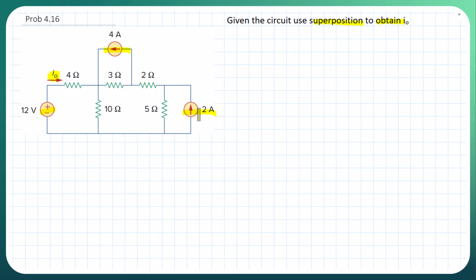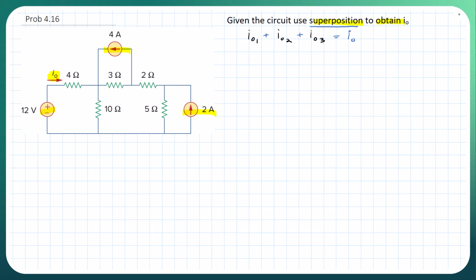So the goal is to solve for I naught 1, I naught 2, and I naught 3, and then superposition says that if we do that individually by turning off each independent source, at the end we can add all of them up to get I naught. It's kind of like reverse engineering in some way. So how do we do this?